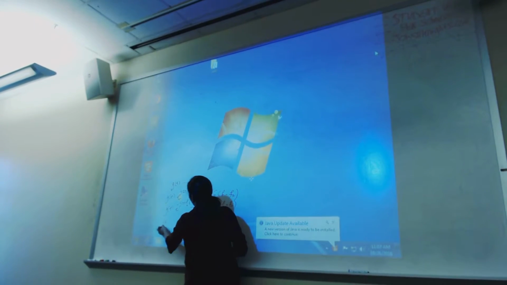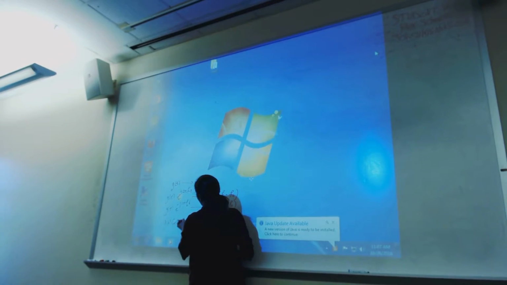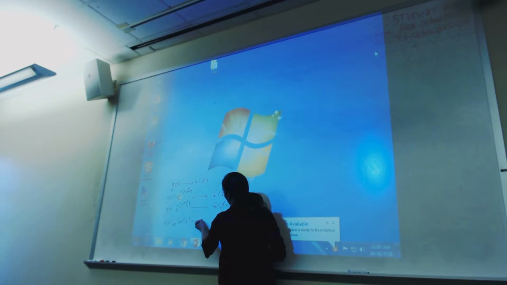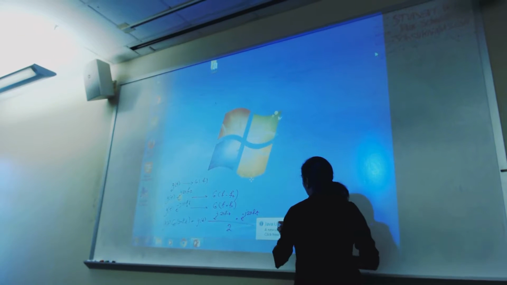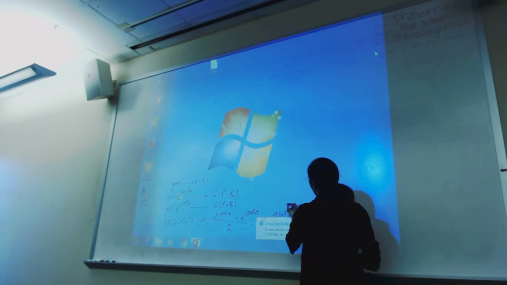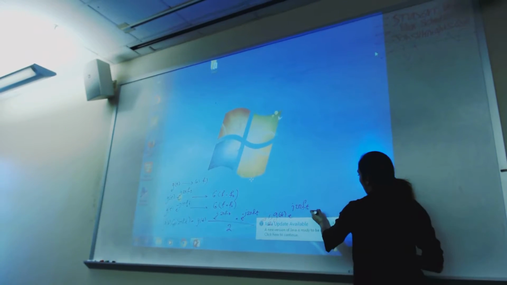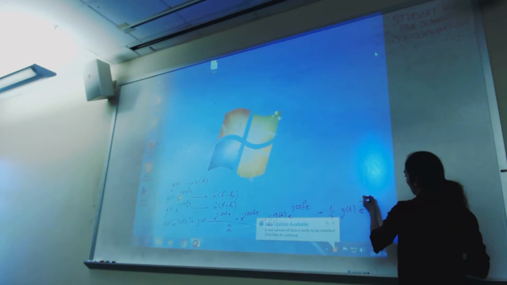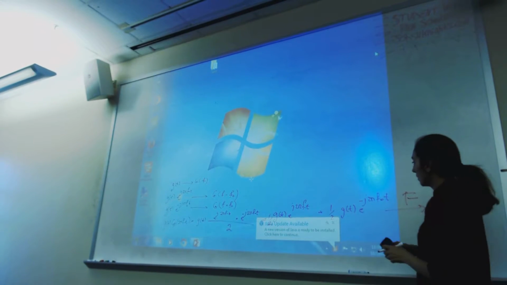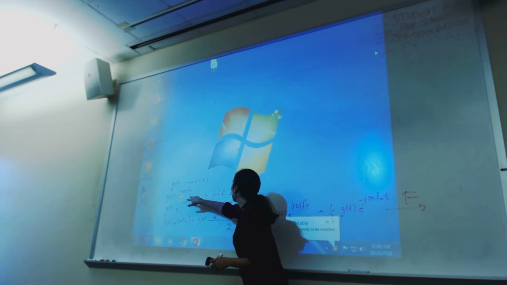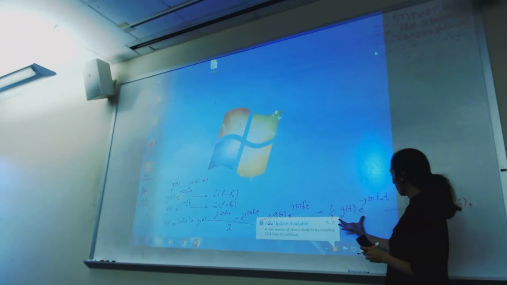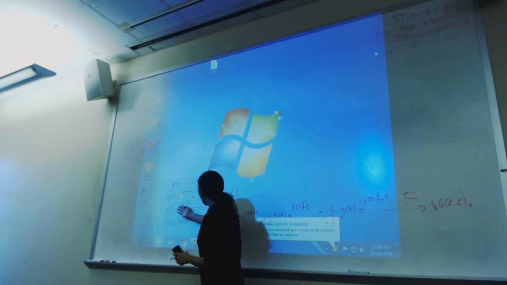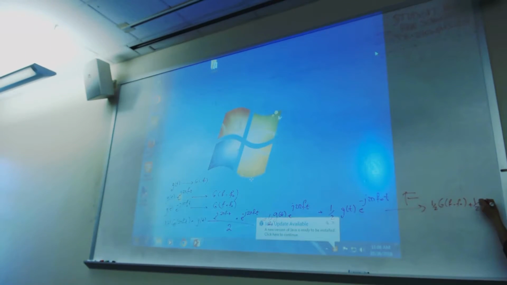Now I want to find out the Fourier transform of g of t times cosine. Okay, I know the cosine formula, so this is equal basically to g of t times e to the j 2 pi f naught t plus e to the minus j 2 pi f naught t, all over two. The first transform of that is G of f minus f naught, so I have a half here, G of f minus f naught. And then the transform of g of t e to the minus j 2 pi f naught t is G of f plus f naught, and I have a half here, G of f plus f naught.